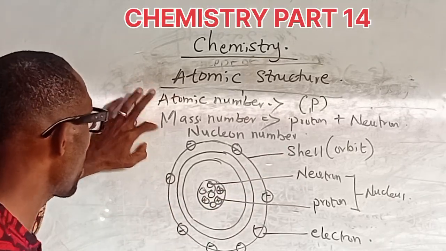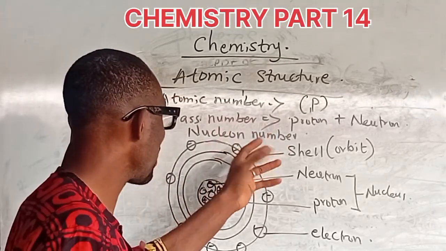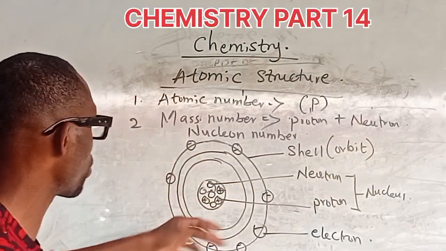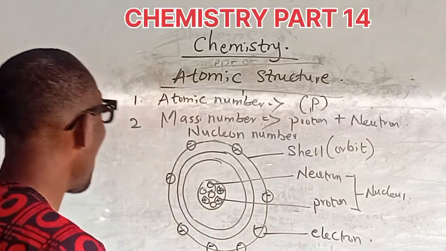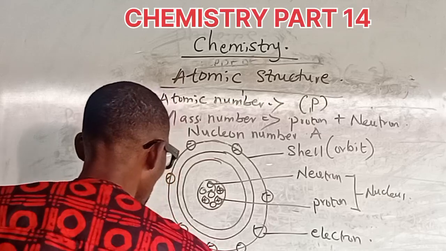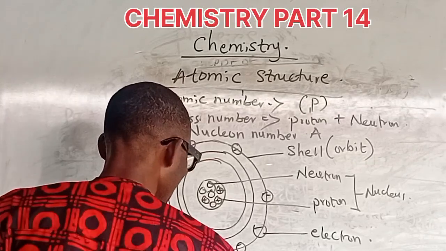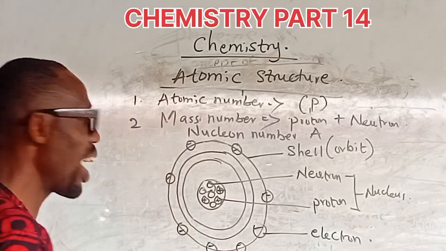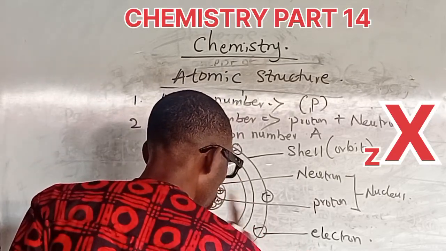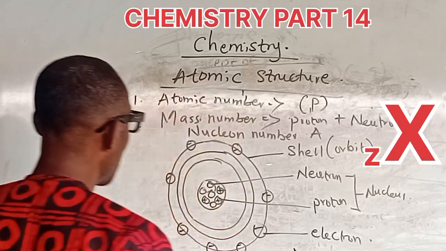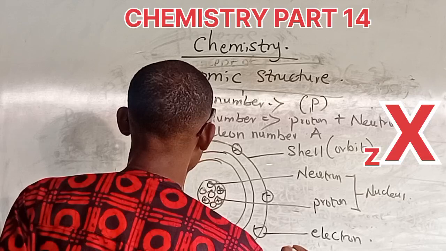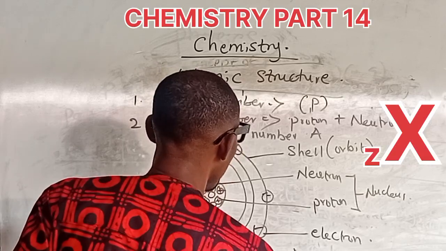So the mass number deals with the summation of the total number of protons and neutrons in the nucleus of an atom, which means you are adding the protons and the neutrons, and it is represented as A. Therefore, an atom can be represented as X, and it means that the atom must contain a mass number, which we put as A here, and an atomic number, which is represented as Z.